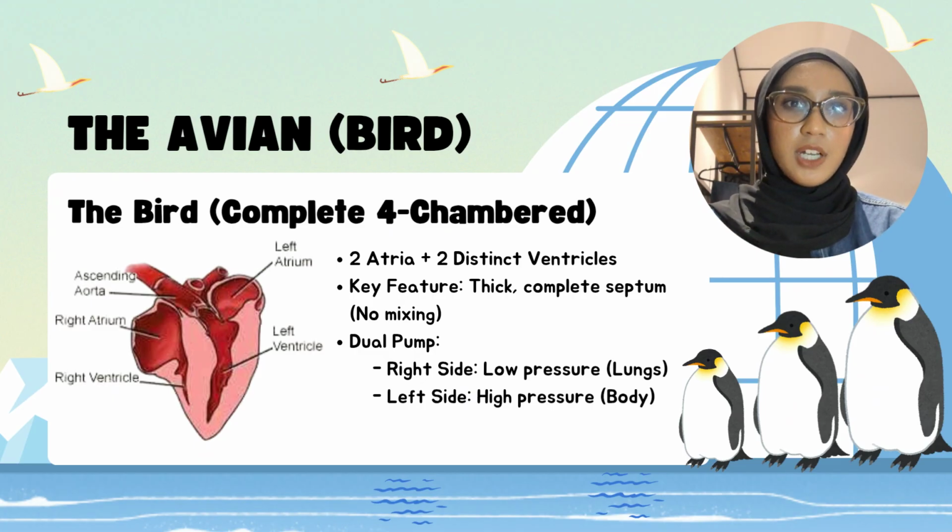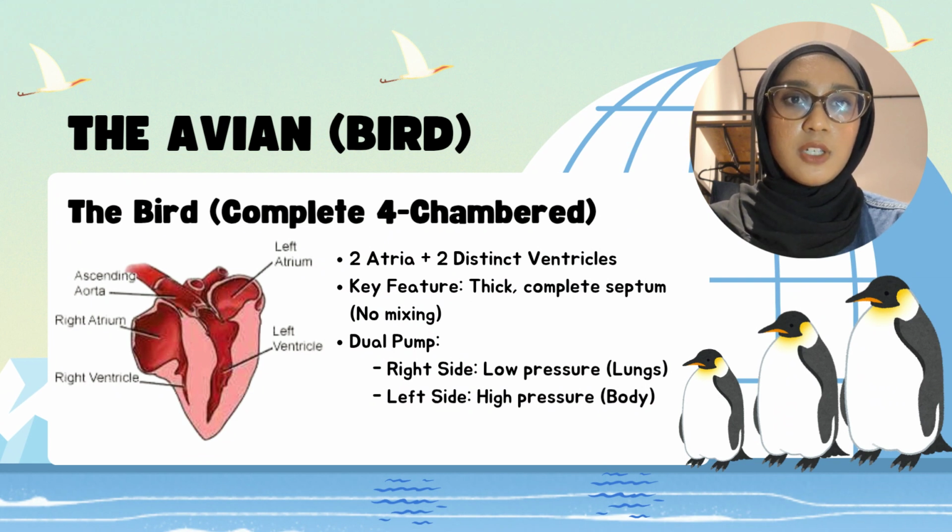Moving on to the avian heart, or the bird, as you can see in the diagram, this is a complete 4-chambered system. Birds have 2 atria and 2 distinct ventricles. The key feature here is that they have a complete septum. This wall is crucial because it ensures there is absolutely no mixing of blood. Oxygen-rich and oxygen-poor blood stay completely separated.